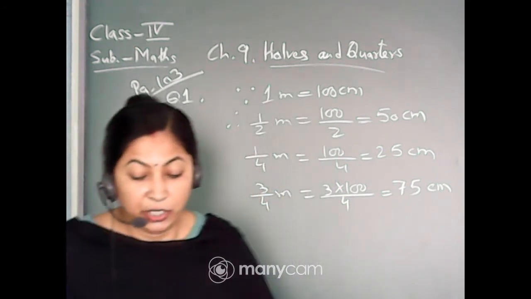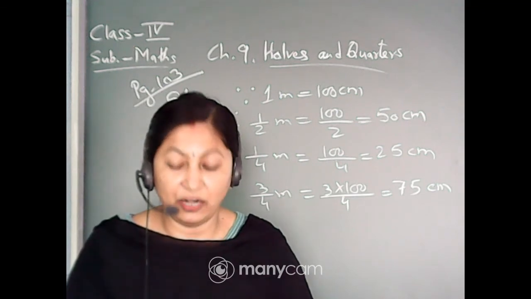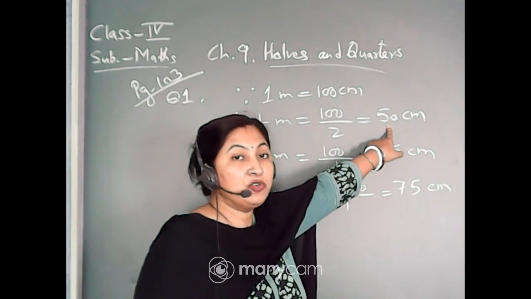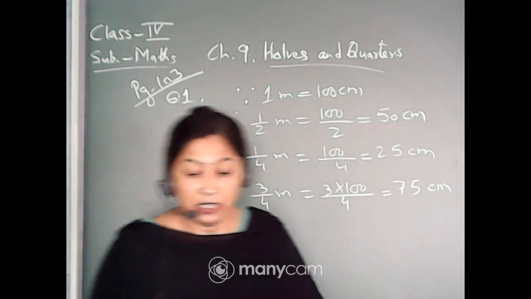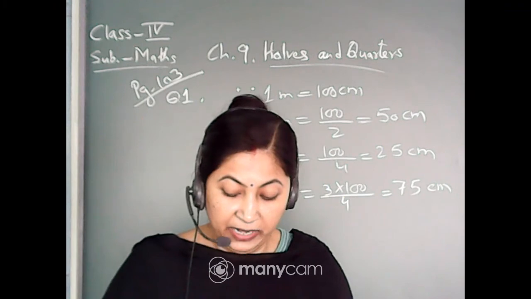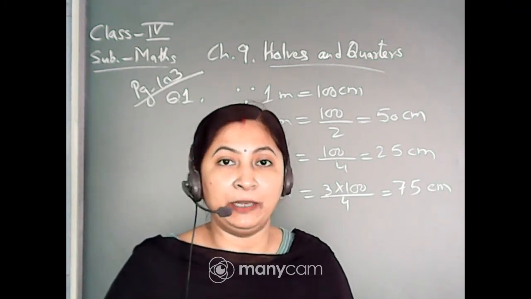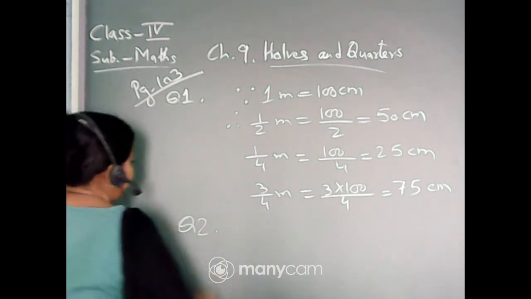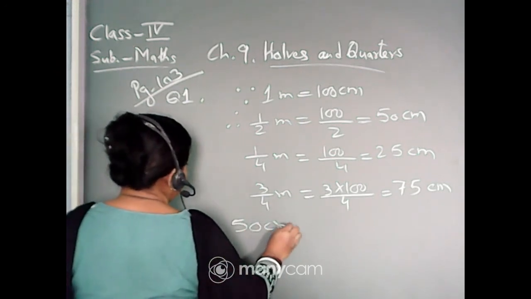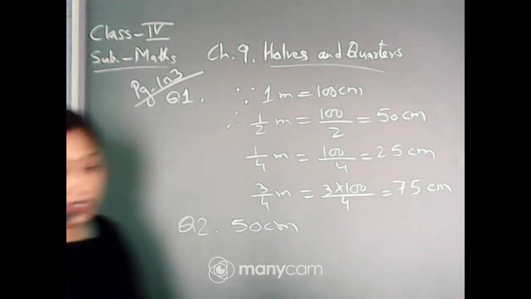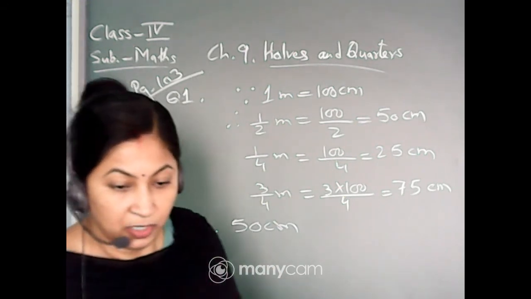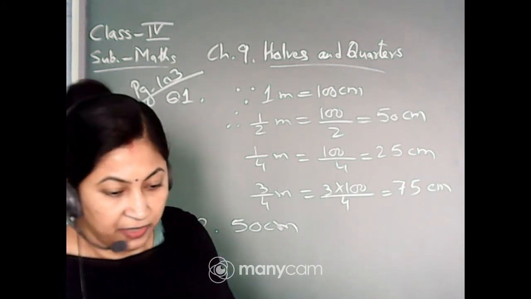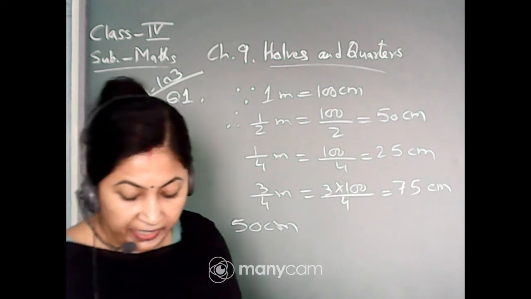Now the second question. Using your string, draw a line of half meter on the floor. Now with the first knot, half meter, you will draw the line on the floor. So when you are drawing the line on the floor, how many centimeters long is the line? The line is 50 centimeter. Isn't it? So write it down. The line is of the length 50 centimeter. Yes, 50 centimeter.